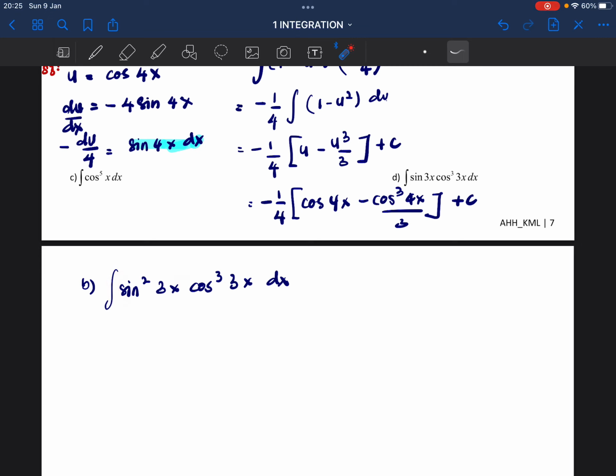Okay, double angle tu kita hanya guna bila dia single sahaja. Okay, if the question asks you to integrate sine square 3x, yes, you can use the double angle. You can change into the double angle. Okay, kalau kamu guna sekarang, kamu hanya akan buatkan dia lagi complicated. So, back to the steps here.